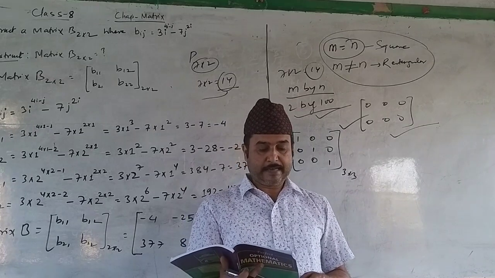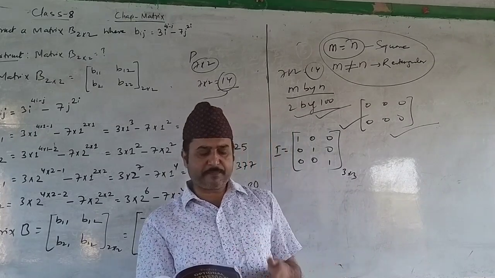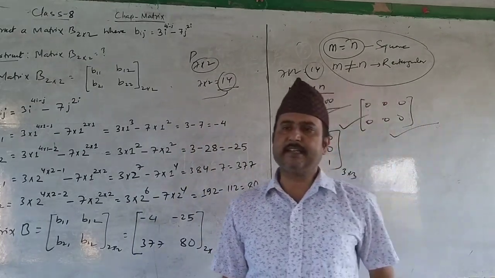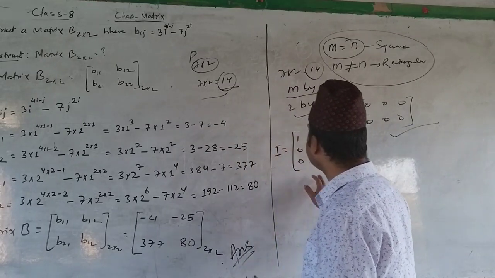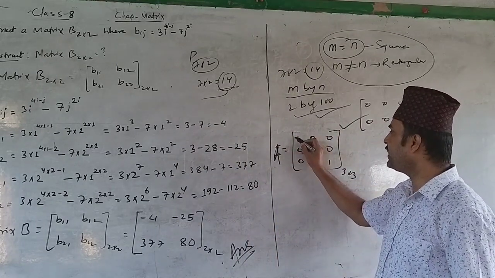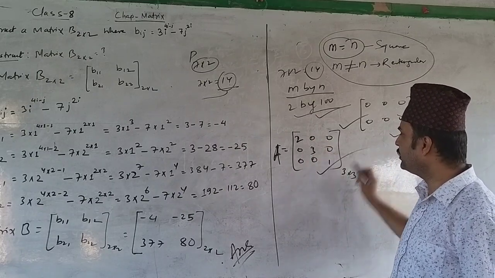Okay. Now, which of the following are diagonal matrices? Just to identify a diagonal matrix: a diagonal matrix is a square matrix with elements above or below the principal diagonal that must be 0. Suppose I say this is matrix A, and I write here 2, here 3, and here 1. This is an example of a diagonal matrix.